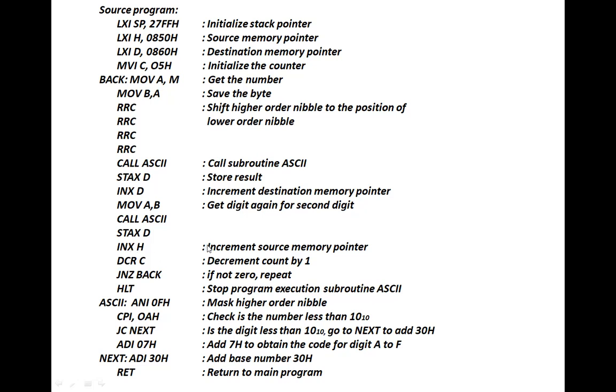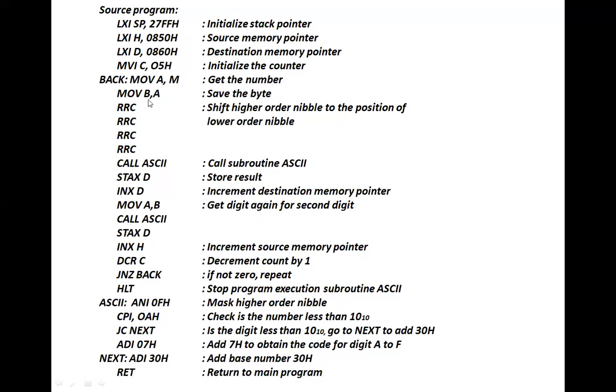And after doing that, since 1 byte has been converted, we decrement the content of C, that is the counter. It was previously 5, now it becomes 4. Since it has not become 0, it will jump on no zero back to the MOV A,M. Now MOV A,M gets the second number, that is the 0851 content, into the accumulator. And the same process is repeated.